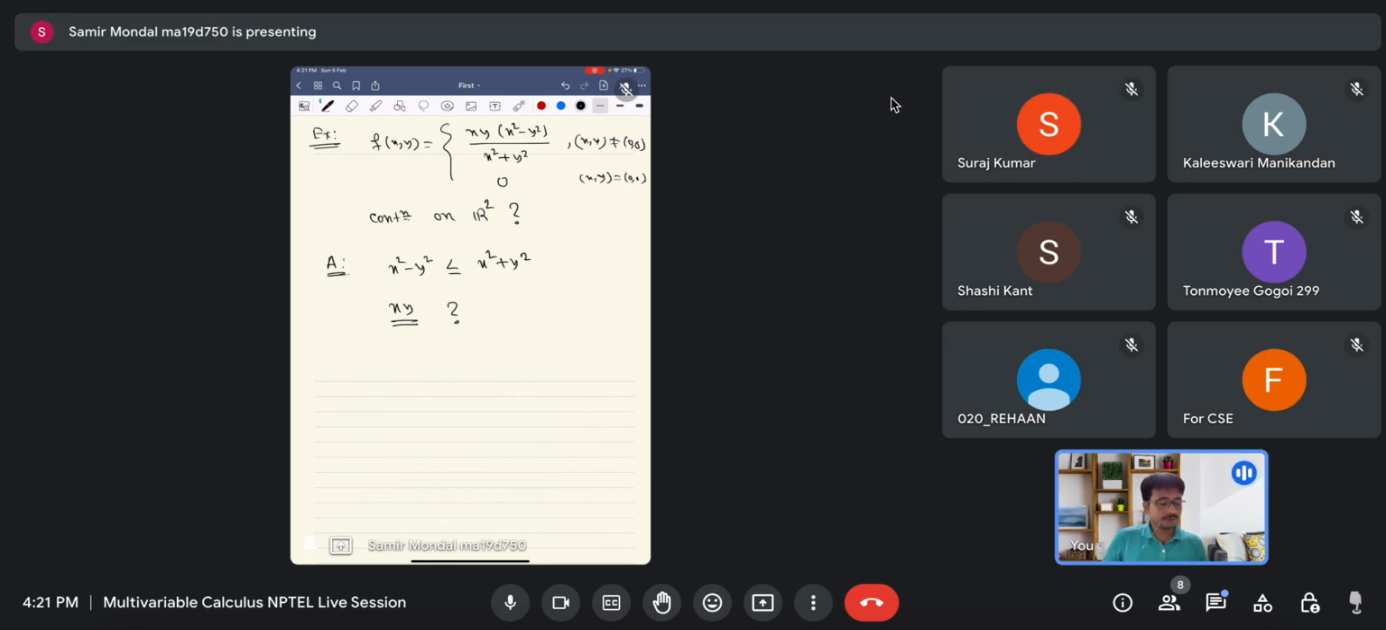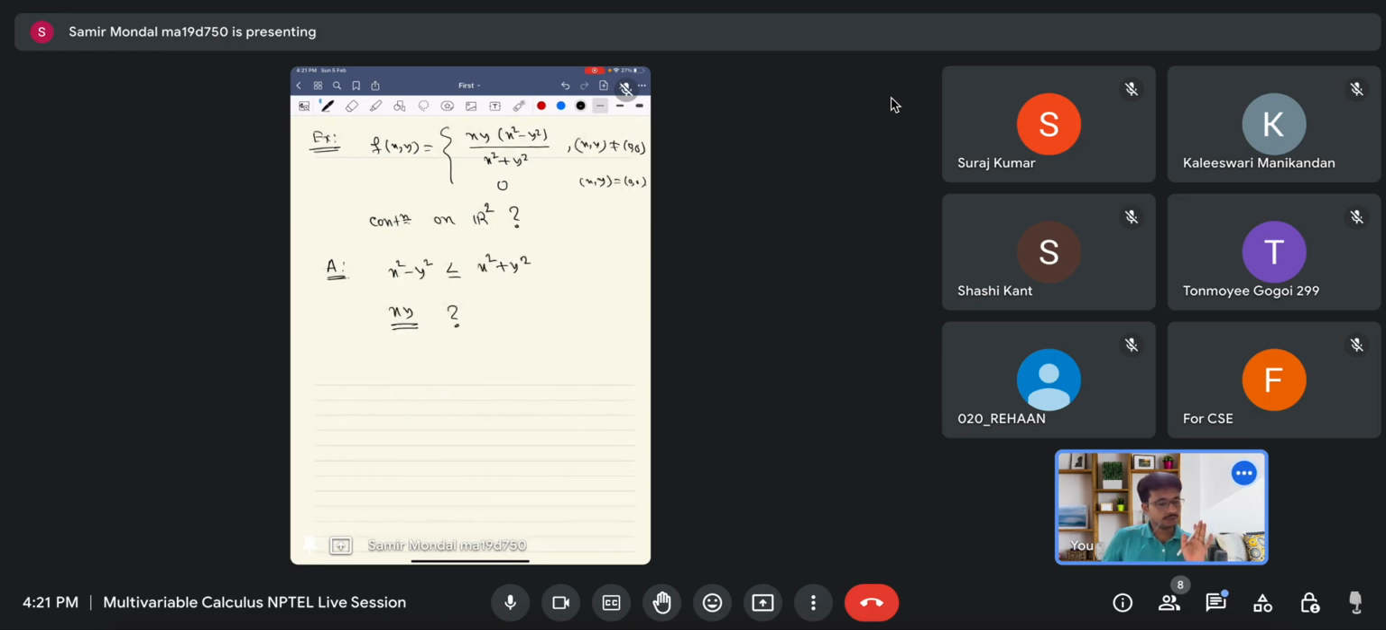So I am giving one hint. The limit exists and is equal to 0. So how will you proceed? Please tell me. Choose one epsilon greater than 0. You have to choose delta. How? This is very obvious, is it or not? So what about this quantity, x into y?